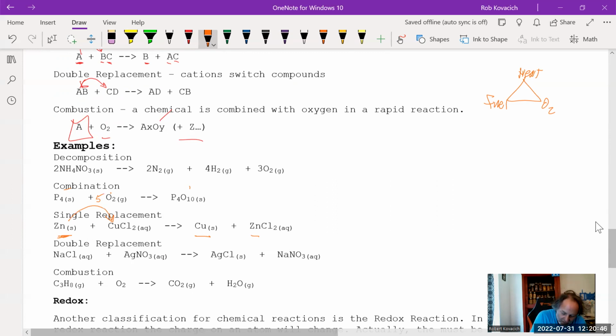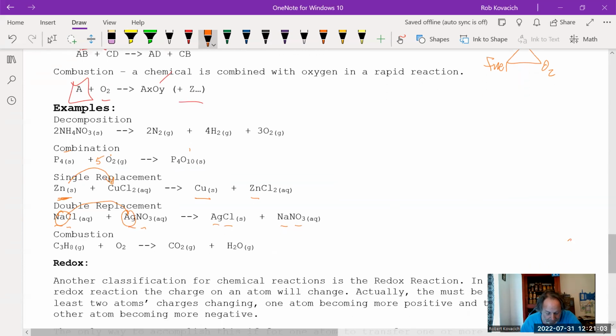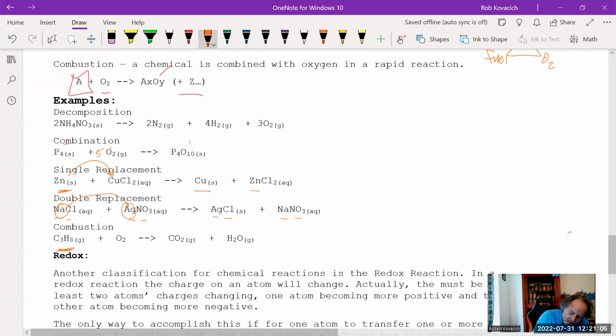The double replacement reaction, I have table salt and I have silver nitrate. And when I'm finished, I have silver chloride and I have sodium nitrate. So the Na and the Ag swapped partners. And then I've got propane gas with some oxygen. So it's being burnt. And then I end up with CO2 and water. That's the exact same thing that we got when we burn methane.